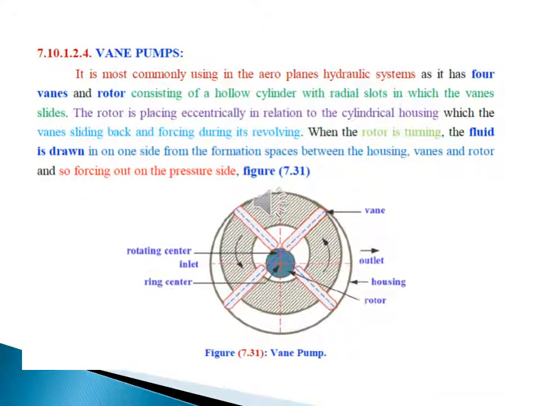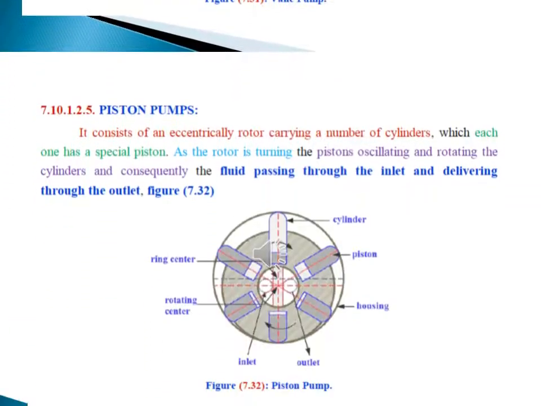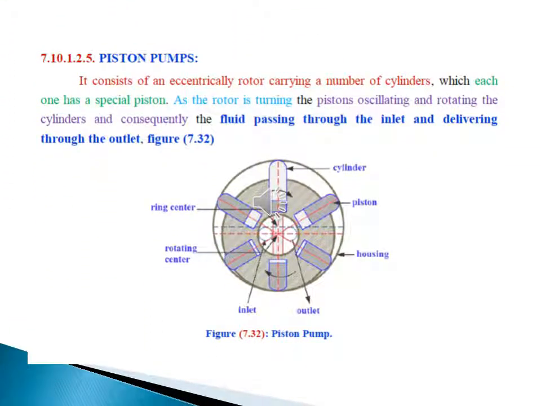The vane pumps are most commonly used in the aeroplane hydraulic system, as it has four vanes and a rotor consisting of a hollow cylinder with radial slots in which the vanes slide, as shown in the enclosed figure. On the other hand, piston pumps consist of an eccentric rotor carrying a number of cylinders, each one having a special piston, as shown in the enclosed figure.